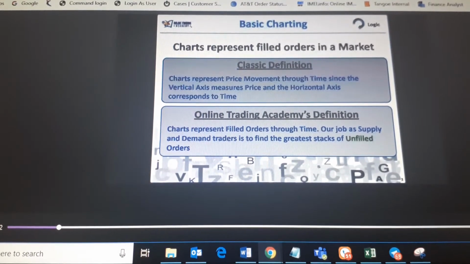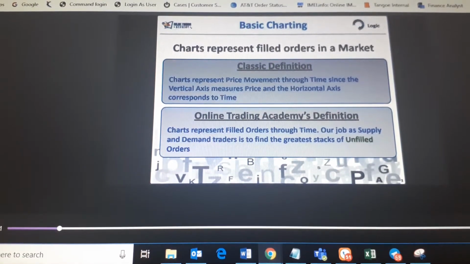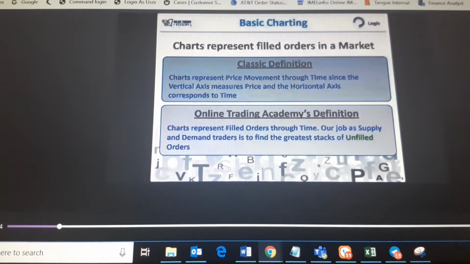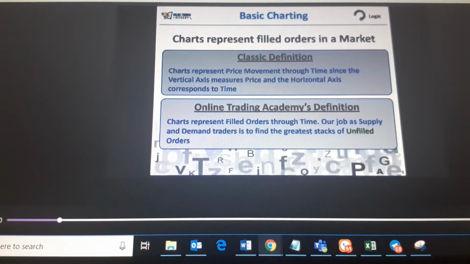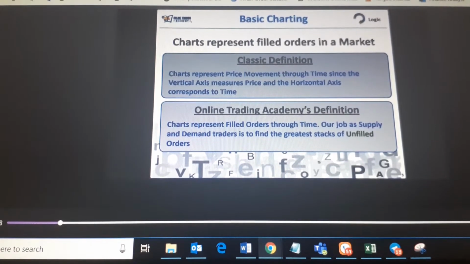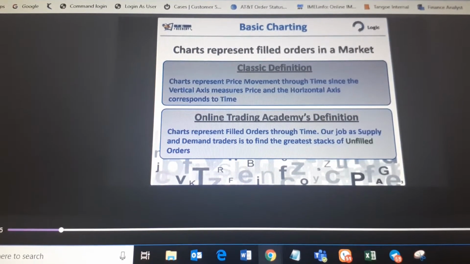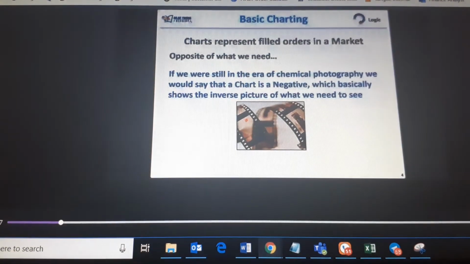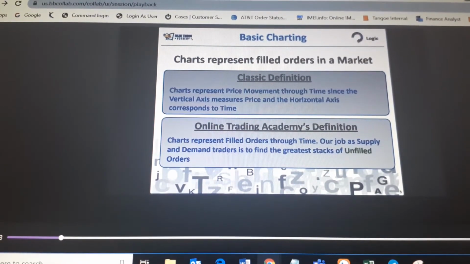Now, let's suppose you wanted to buy 200 quantities of a stock. But when the price came to your entry price, only 100 got filled. So that 100 is your filled orders, and the remaining 100 is your unfilled orders. There is a way to find unfilled orders on the chart, which we will do in the coming session. But what are these filled orders? When we go to the next slide, you'll come to know.